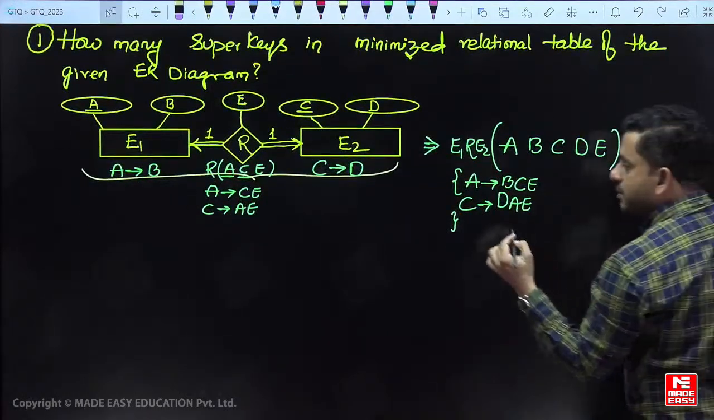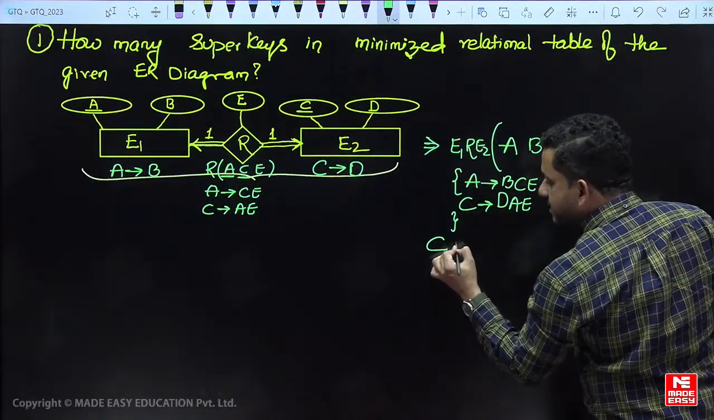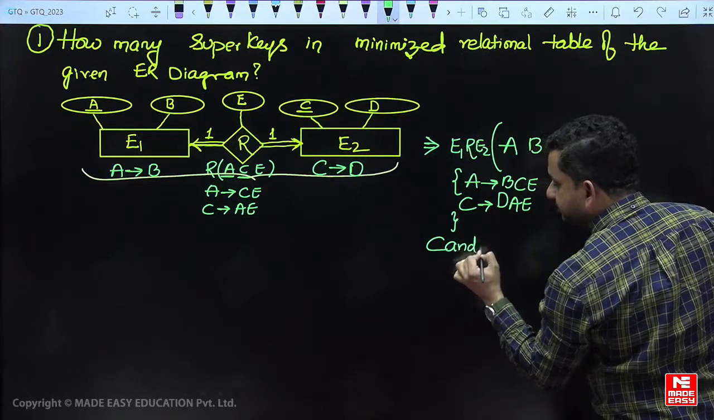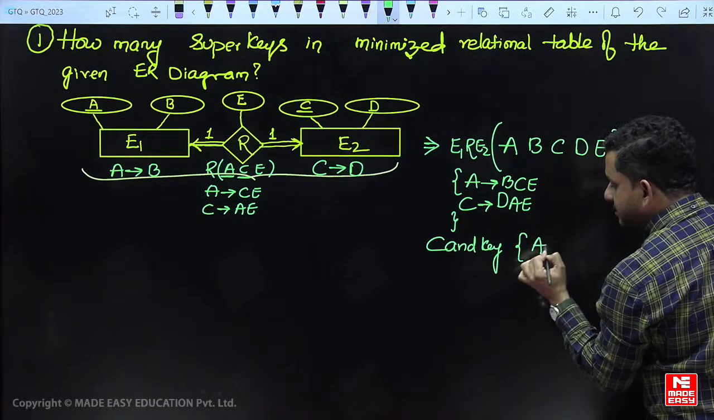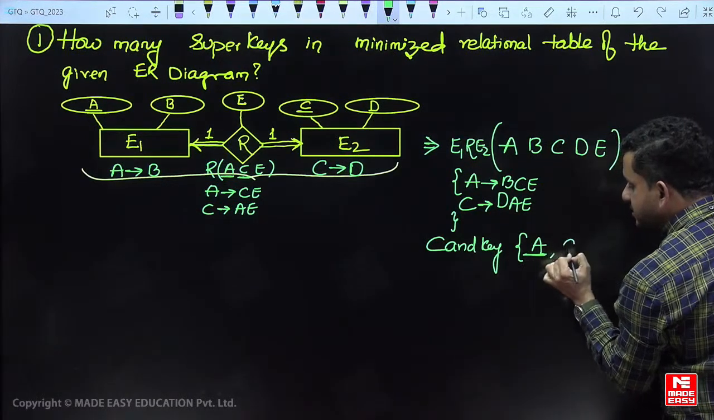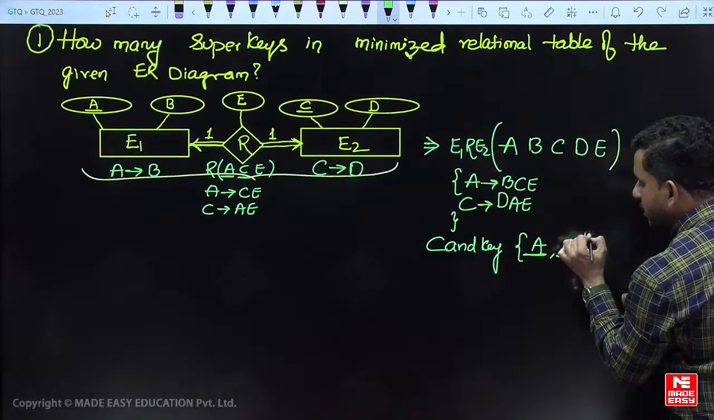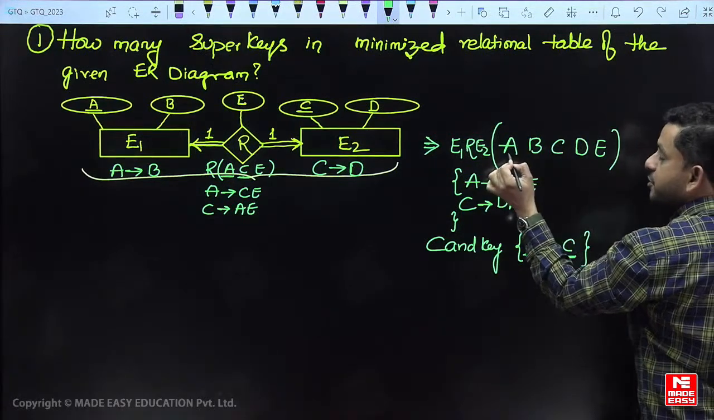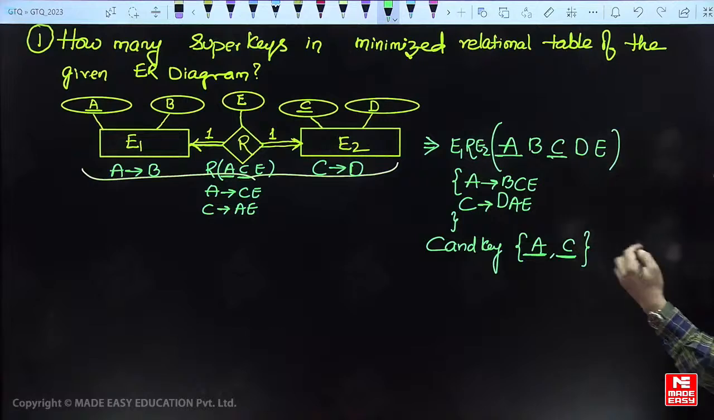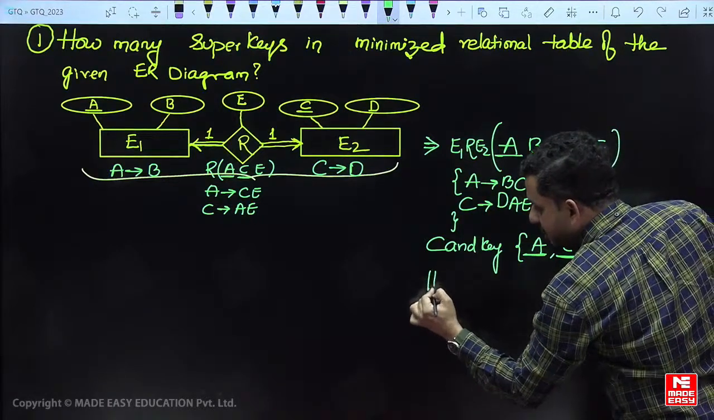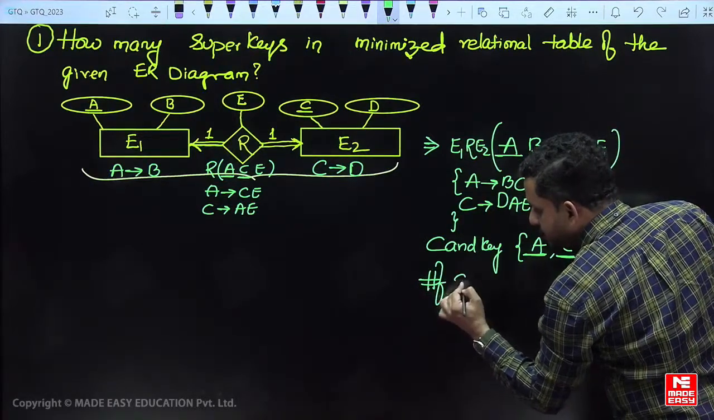To find the number of super keys of the relation, we need to find the candidate keys. The candidate keys of the relation are A and C. A is one candidate key as well as C is one candidate key. There are total 5 attributes in the relation. Then we need to find the number of super keys.